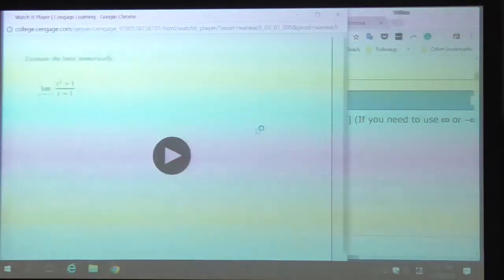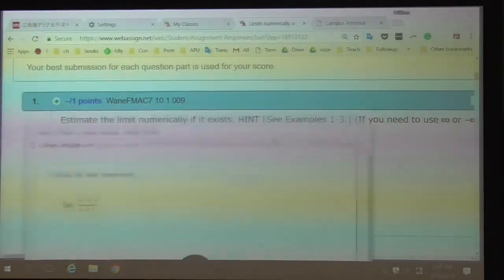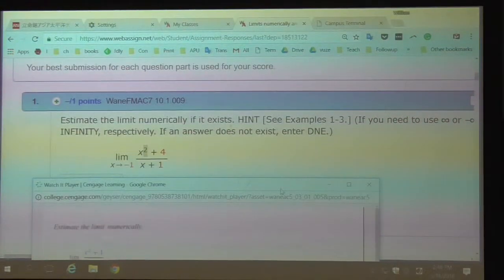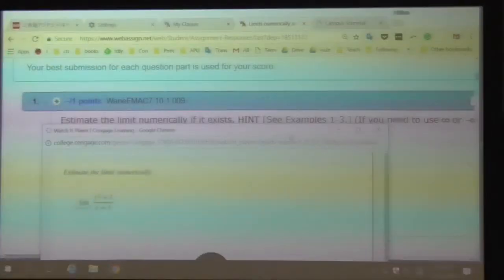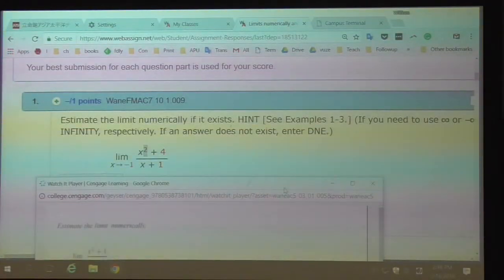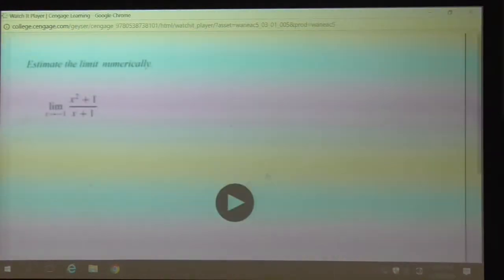How are they going to do this? So they're doing this problem, which is close. Was that the same one? No, almost the same, right? This is x squared plus 4. This is x squared plus 1. Otherwise, it's the same, right? Okay? So it's almost the same problem. Let's see how they do it.